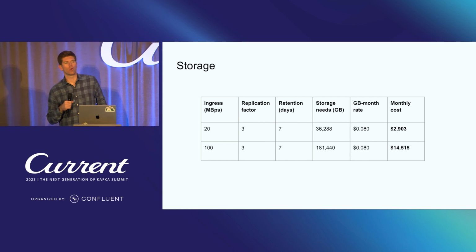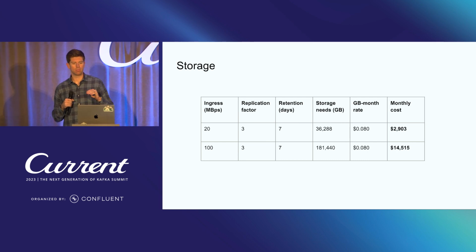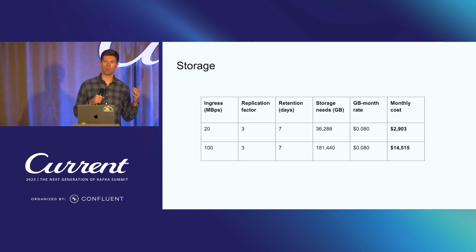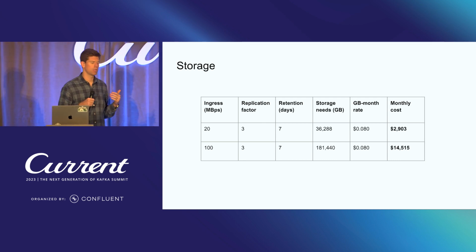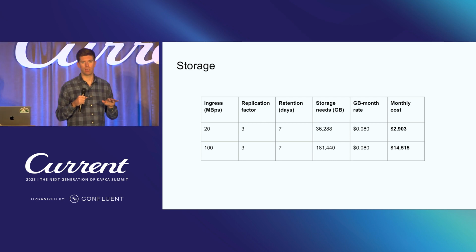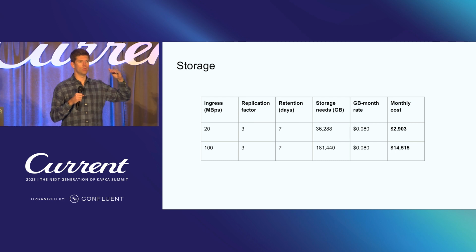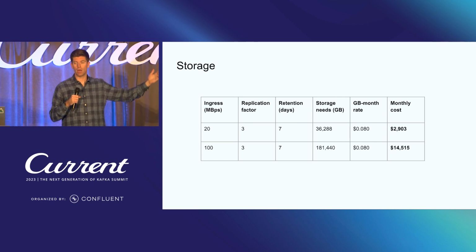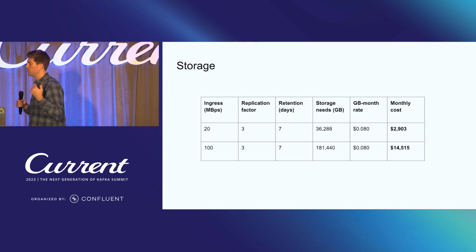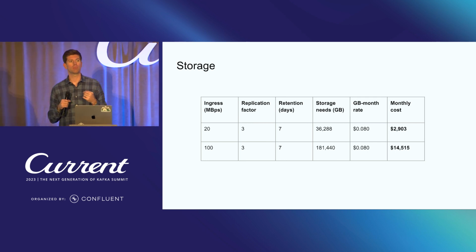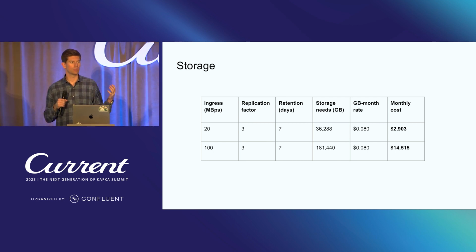All right, the next one's storage. This is not really thought about that much when it comes to Kafka, but this is an exciting area, both in what we're doing at Confluent, but also in the open source. I know tomorrow you're going to hear a lot about KIP 405, which is tiered storage going into Apache Kafka.